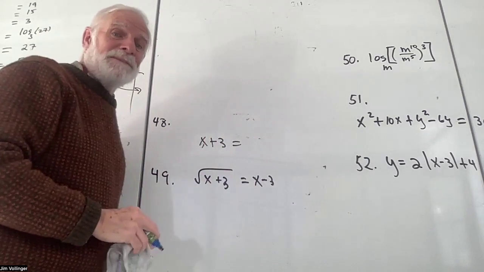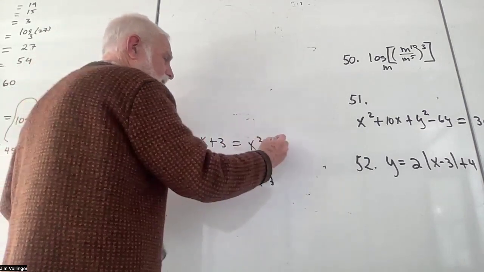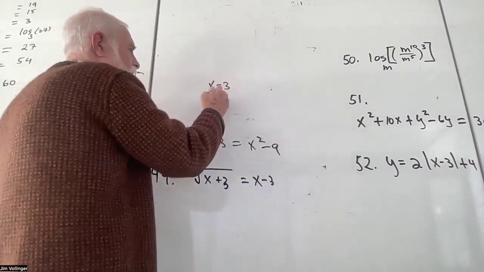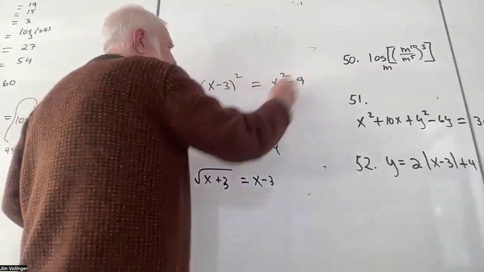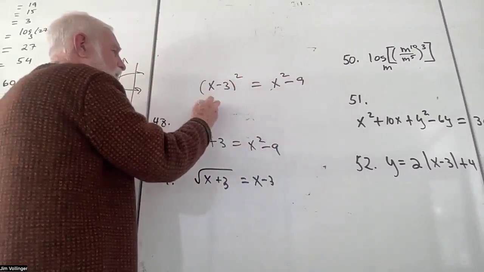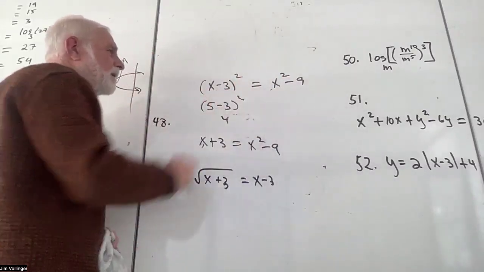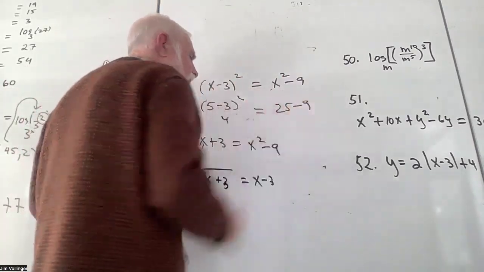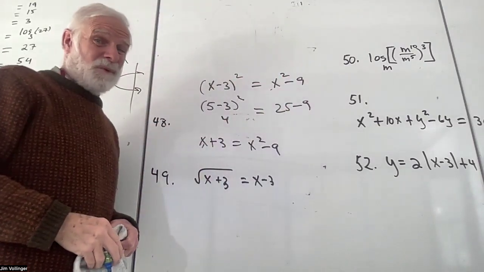And most people made a mistake squaring. Most people said x squared minus 9. Let's see if that's true. Is x minus 3 squared equal to x squared minus 9? Let's put a 5 in here. 5 minus 3 squared, I think, is 4. Let's put a 5 in here. 25 minus 9. Oh, yeah, that's 16. I don't think so.